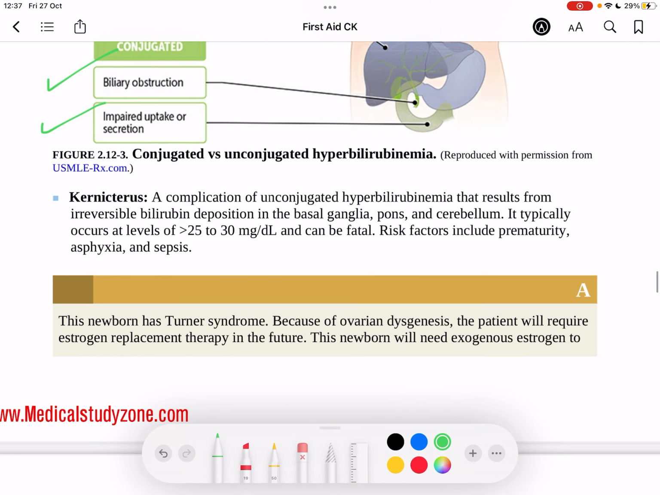So when we talk about bilirubin in neonates, it's so important to talk about a dangerous disorder called kernicterus. Kernicterus is a complication of unconjugated hyperbilirubinemia that results from irreversible unconjugated bilirubin deposition in the basal ganglia, the pons, and the cerebellum. It typically occurs when the levels of unconjugated bilirubin are around 25 to 30 or above, and it can be fatal. Risk factors include prematurity, asphyxia, and sepsis.